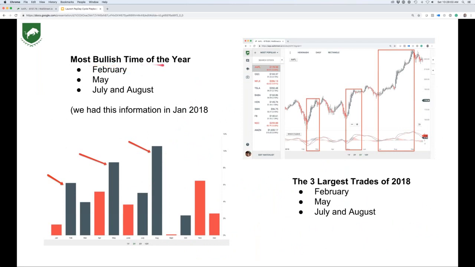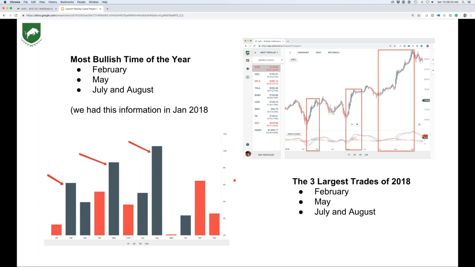So the most bullish time of the year for Apple is February, May, and July and August. Now, the cool part is a year ago, we had this information. So it's not like we're just looking at it now. We actually had this information at the beginning of last year, so we could prepare for the whole year in advance. We could actually create our trading calendar months in advance, right? That's going to help us plan vacations, plan family time, all that stuff.